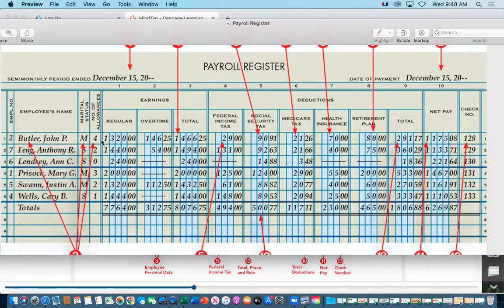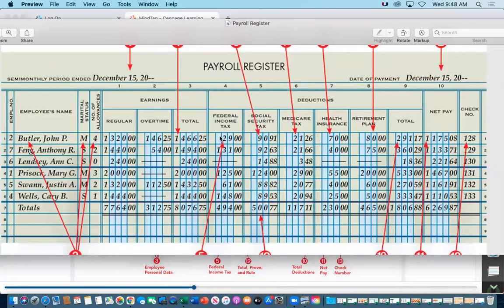So this part here should look familiar from last time. The employee name, marital status, and the number of allowances. So the butler, Anthony, and Mary, they all have employee name, marital status, and number of allowances. This first part, regular, overtime and total, we did in 12.1. We figured out their regular pay from the time cards. Overtime pay is time and a half times the hours worked over 40. And you get the total earnings from adding these up. So this is 12.1. Again, if you weren't here, you'll get caught up with it.